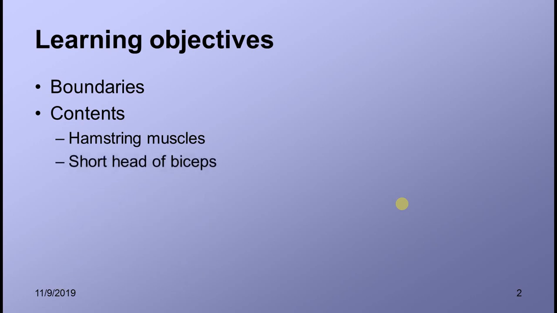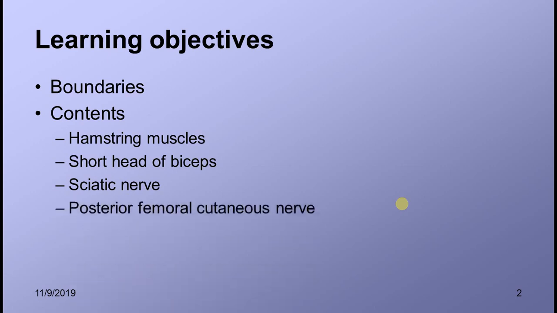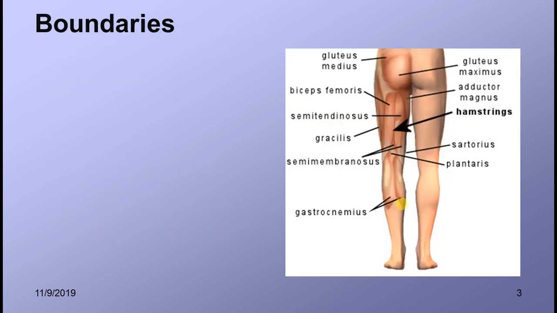Then you also have the short head of biceps. The nerve of the posterior compartment is the sciatic nerve. Then a cutaneous nerve is also there, the posterior cutaneous nerve of thigh. It is also called the posterior femoral cutaneous nerve. Then the anastomosis of the perforators you see at the back of the thigh.